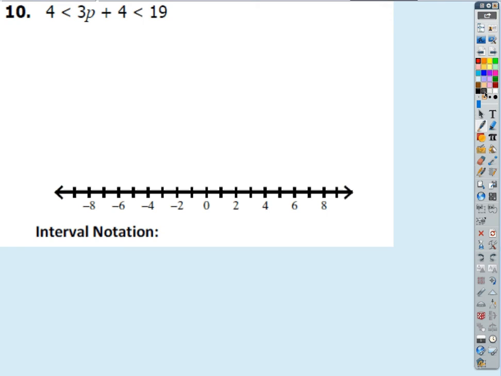We got reverse order of operations. But we got 3 parts to it. So what do we do? Subtract 4 on both sides. Everywhere. All 3 parts we treat the same. Subtract 4.